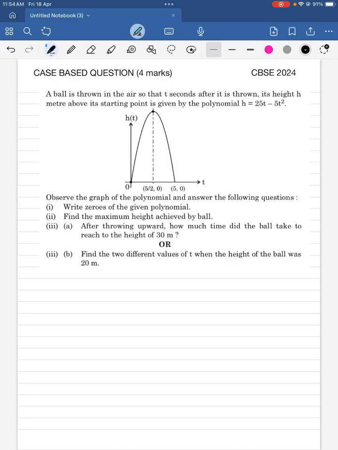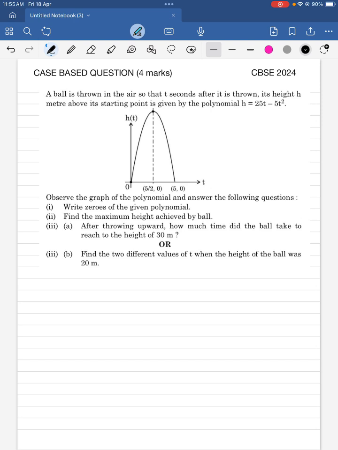Hi, this is a case-based question for 4 marks which was there in the CBSE 2024 board paper, and the question is like this. A ball is thrown in the air so that t seconds after it is thrown, its height h meters above its starting point is given by the polynomial h is equal to 25t minus 5t squared. Now observe the graph of the polynomial and answer the following questions.